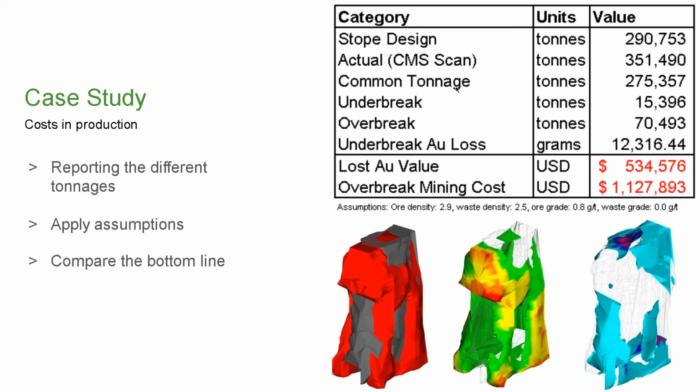And moving further, overbreak is quantified at 70,000 tons. This is the difference between the actual or the CMS scan and the common tonnage. In this example, a different density was used for waste and ore, so these numbers won't add up exactly.